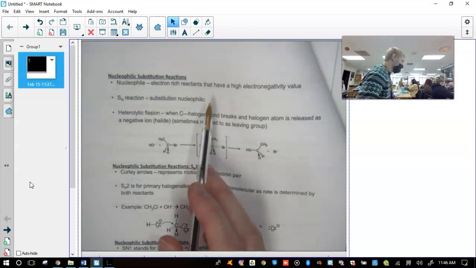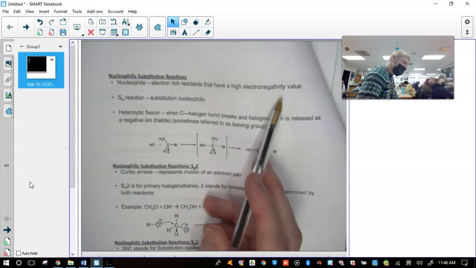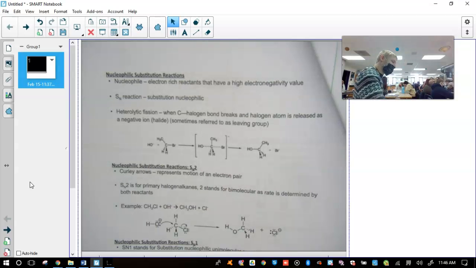Swanson: Electron-rich reactants that have a high electronegativity value. All right, so a nucleophile is electron rich, so is it going to be a partial positive or negative? Partial negative because it's electron rich.